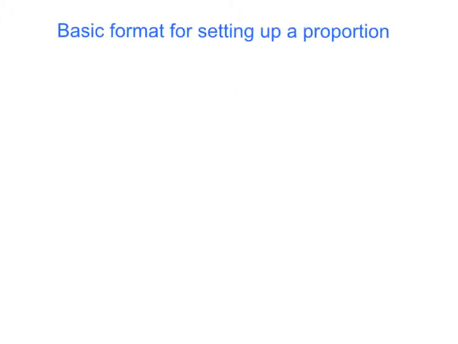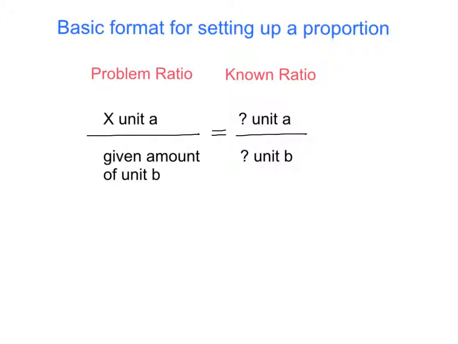Before we get going with our first problem, let's take a look at the basic format for setting up a proportion. So here's our general format. Now on the left side, this is what we're going to be calling the problem ratio. And if you look on top here, what we have is what we're trying to find, the x, and the units that we're trying to find that in. On the bottom, whatever the given amount is, and that'll come with some units. On the right-hand side, we're going to have what's known as the known ratio, or the conversion factor.